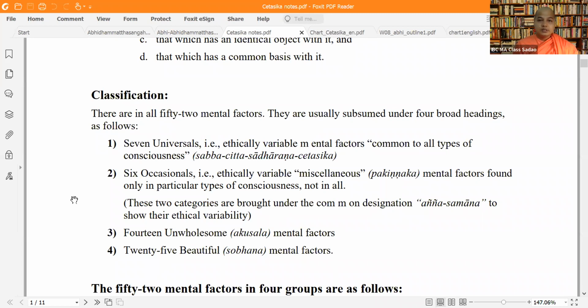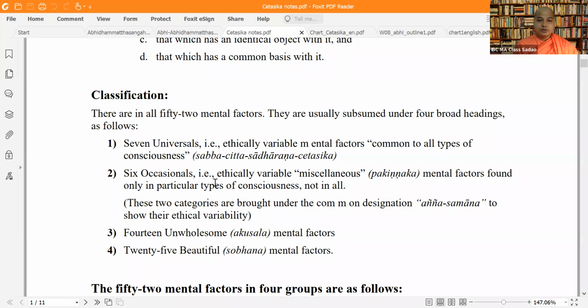Okay. The second category is called 6 occasionals, Pakinnaka. So ethically variable or miscellaneous mental factors. They are found only in particular types of consciousness, not in all.